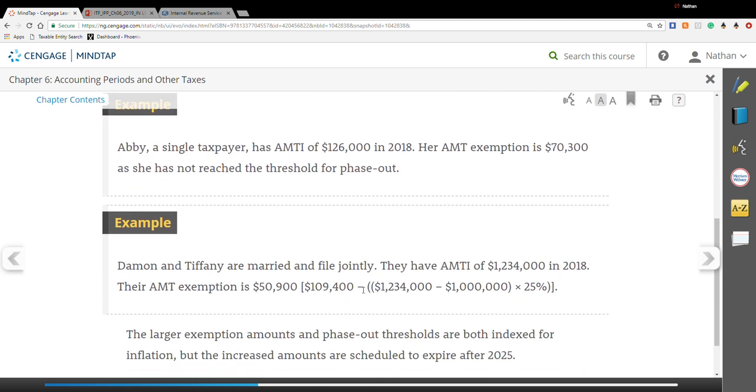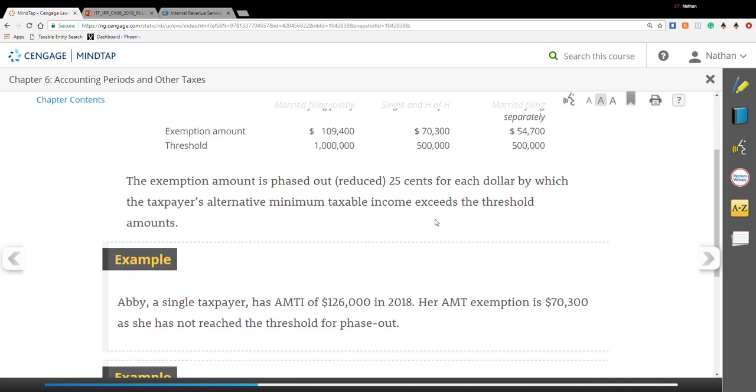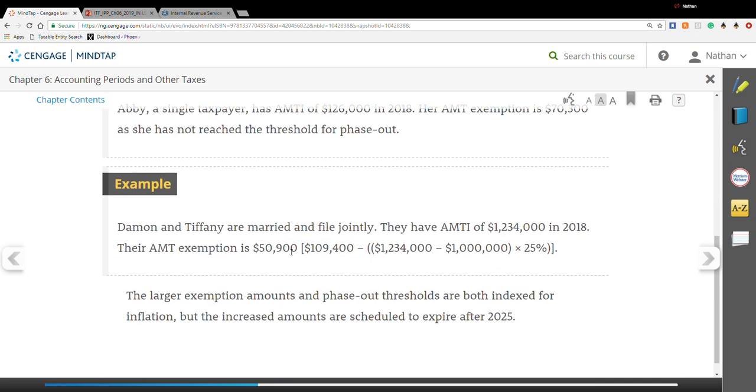So we're going to subtract the difference between 1,234,000 and 1 million, the threshold amount, which is basically 234,000, and multiply it by 25%, basically a quarter, 25 cents. Once you do this, it drops their exemption to actually 50,900, which means they're probably going to owe a little bit of tax.